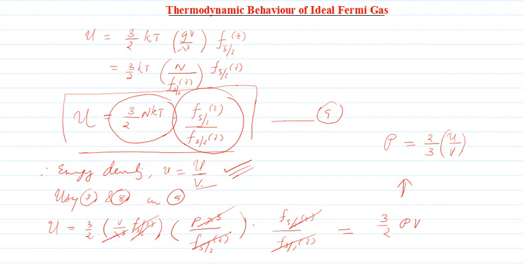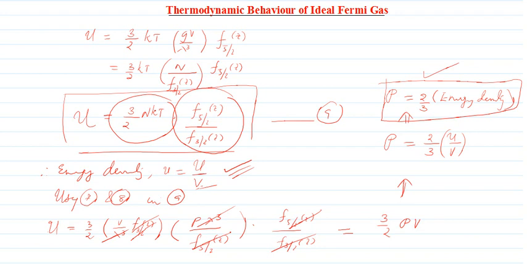So by that you are able to prove that the pressure of an ideal Fermi gas is 2 by 3rd of its energy density. That is a very similar relation to what we had obtained for the classical ideal gas previously. So pressure is 2 by 3rd of the energy density.